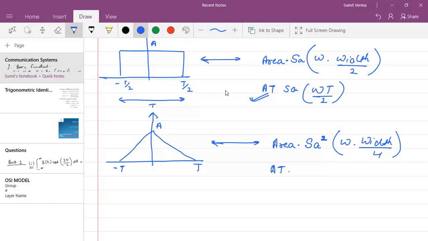So for this pulse the area would be a into t. It becomes sampling square of omega into width by 4. So 2t is the total width here. Total width is now 2t, so it becomes omega t by 2. This is how you can directly write the Fourier transform for a triangular pulse.